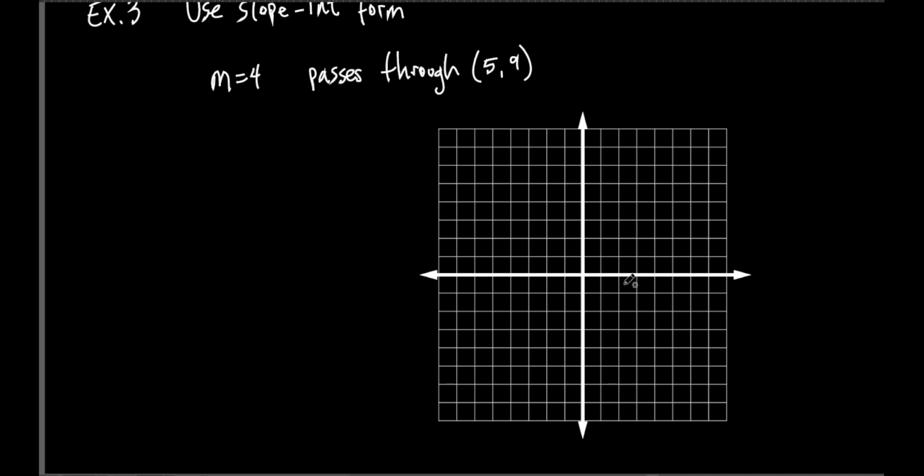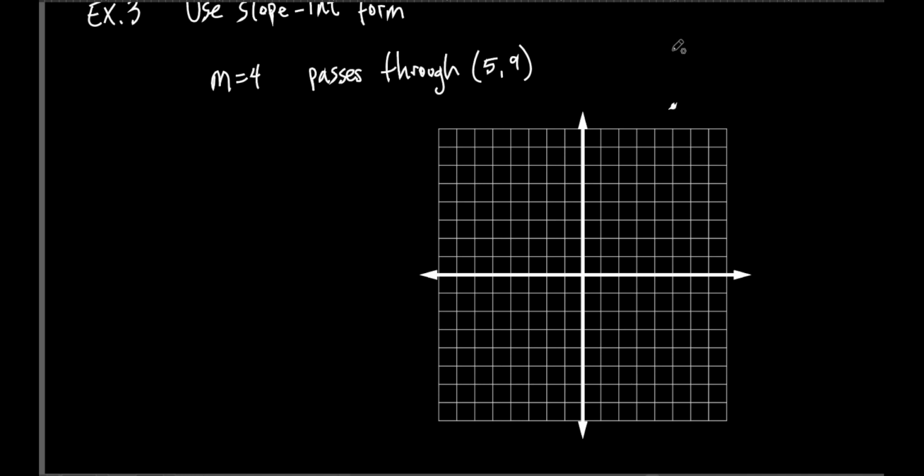So (5, 9). I don't even know if I have 9 places on here. 1, 2, 3, 4, 5 right here, and then 9. I think it goes up 8. 1, 2, 3, 4, 5, 6, 7, 8. 9 would be about right there? Okay, there's (5, 9). And then it says it has a slope of 4. So I'm going to start at the point that they give me, and I'm going to do a slope of 4.